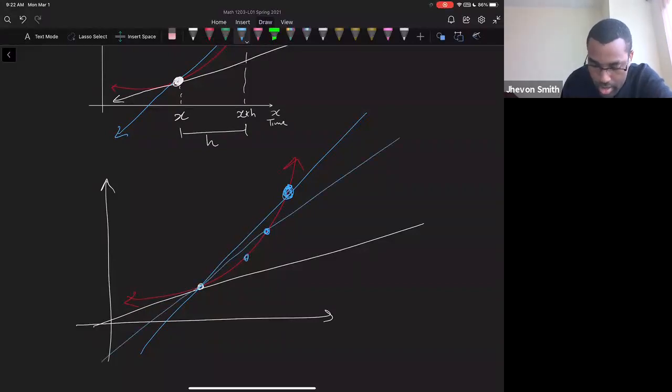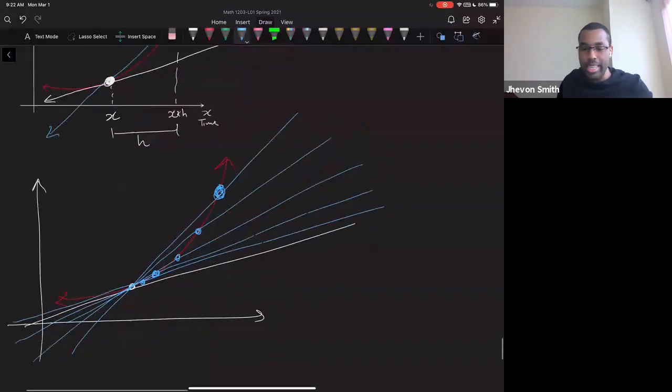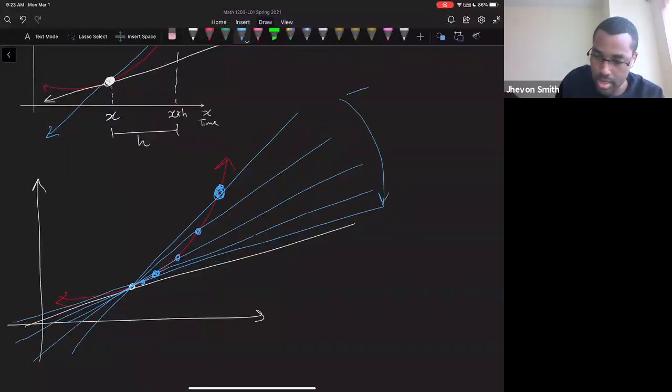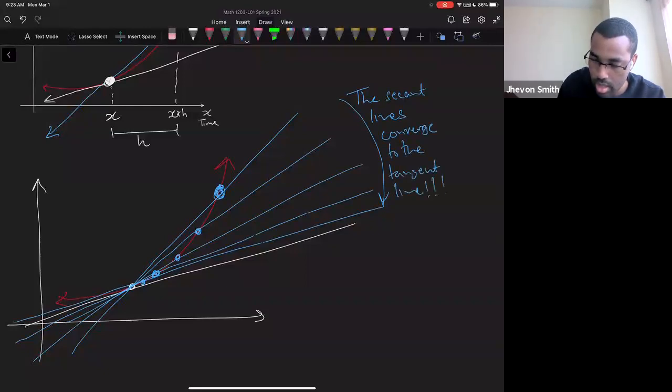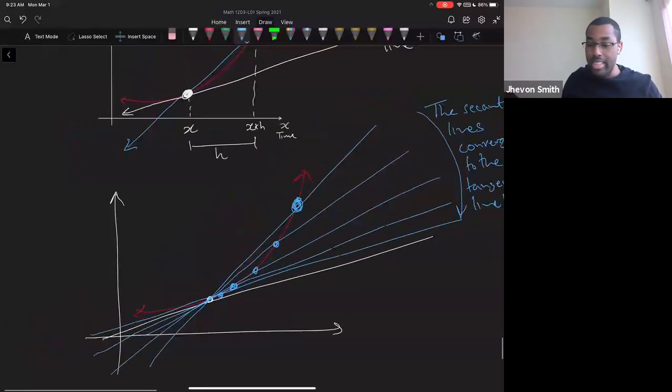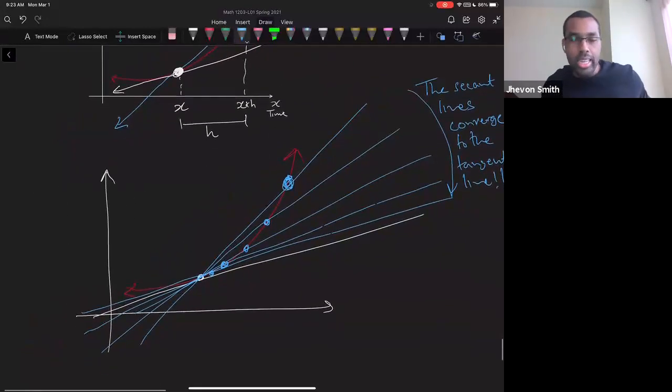And if I move it here, then it goes. Then if I move it here, it goes. Then if I move it here, it goes. What do you notice? The secant lines start getting closer to the tangent lines. Right? So I know about secant lines. I know how to find their slope. I don't want the secant line. I want the tangent line.